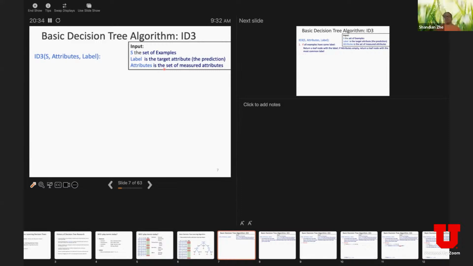Okay, so now what is the base case, or what is the stopping condition? In other words, when should we stop growing the tree, stop partitioning S?